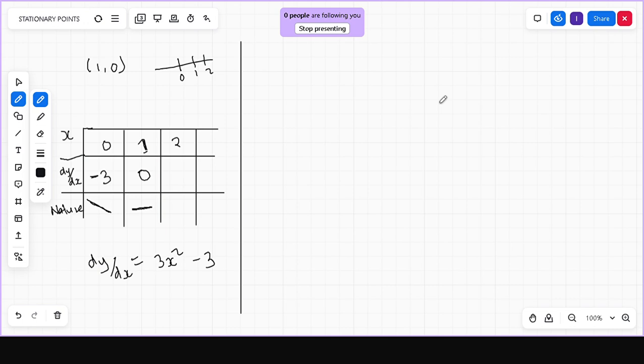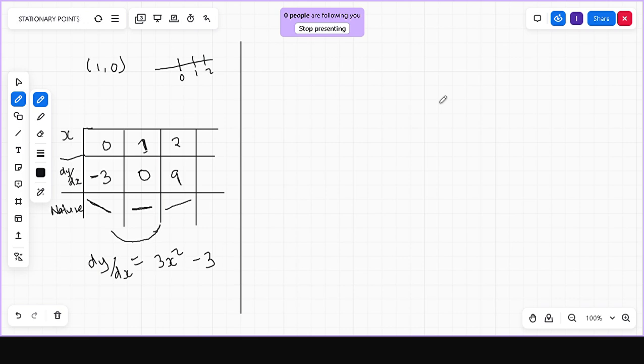Then we come to 2. When x equal to 2, when you substitute 2 in the gradient function, dy dx becomes 2 squared, that is 4 times 3, that is 12 minus 3. 12 minus 3 is 9. So this one becomes 9. The gradient here is positive. If the gradient is positive, it is going to run this way. So the curve tends to take this particular shape.